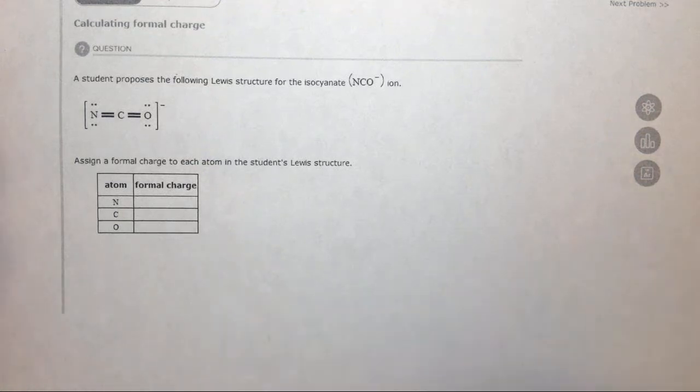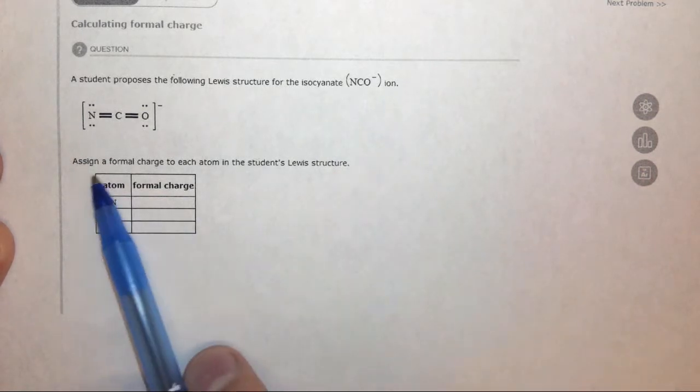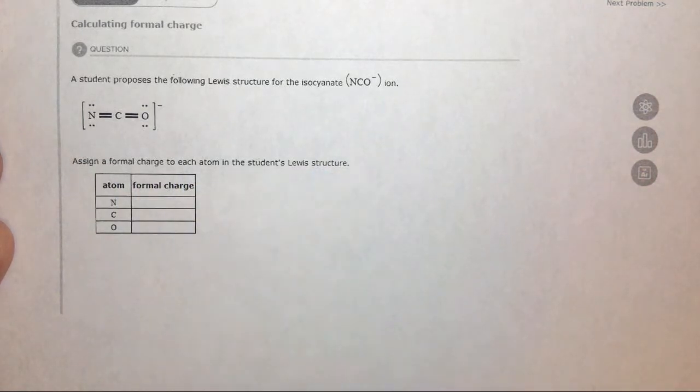In this question, we're given a Lewis structure of NCO-, and we're asked to assign formal charges to each atom in the student's Lewis structure. So I want to show you two different ways of calculating formal charge.